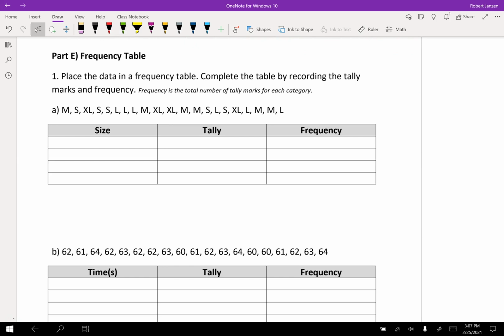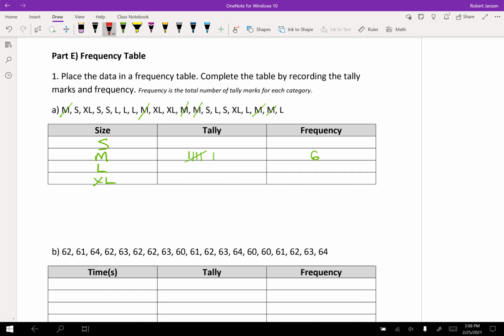Next, frequency tables. Place the data in a frequency table. Complete the table by recording tally marks and the frequency. We've got 4 sizes: small, medium, large, and extra large. I want to have a tally. A tally is just keeping track of how many there are of each one. For example, I'm going to cross off medium and say there's one medium. Then I go along the list and see there's another medium, another, another, and then there are 6 mediums.